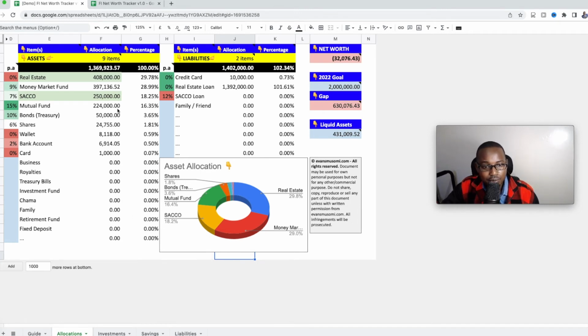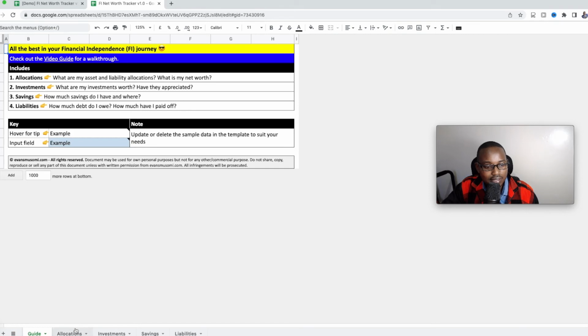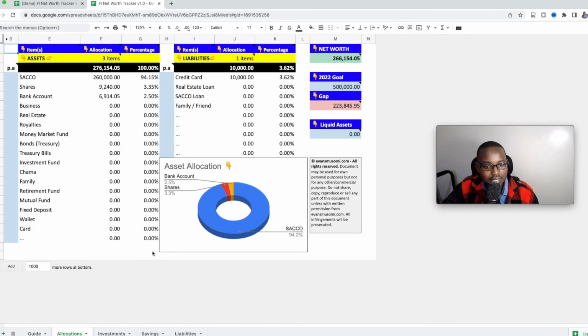This is a demo, like I said in the beginning. This is how the template looks like. It's very similar. We have a guide and we have this allocations tab with just a little bit of sample data. So this is what you edit, the part in blue and this part in blue, to develop awareness on what's actually taking money out of your pocket and what's putting money into your pocket.